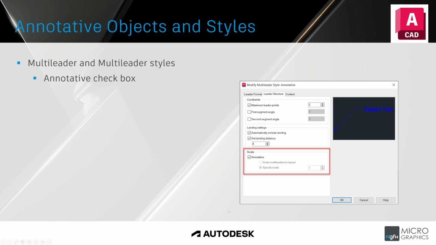Then in your multi-leader styles, when you create your new multi-leader style, you'll see that under my leader structure, under scale at the bottom, I've got an option to make this annotative.